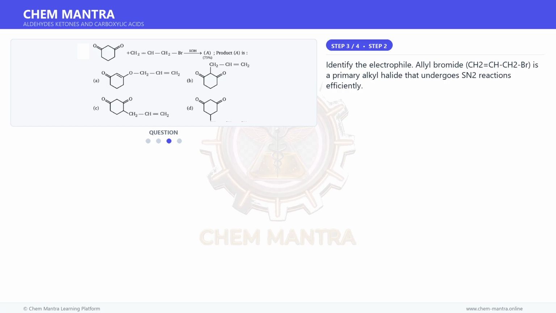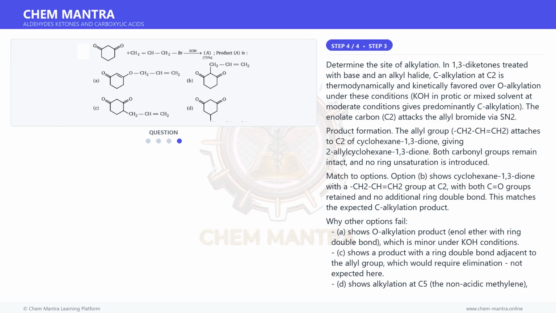Identify the electrophile. Allyl bromide, CH2=CH-CH2Br, is a primary alkyl halide that undergoes SN2 reactions efficiently. And for the final step, determine the site of alkylation.